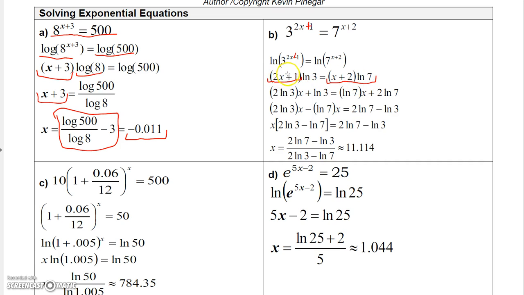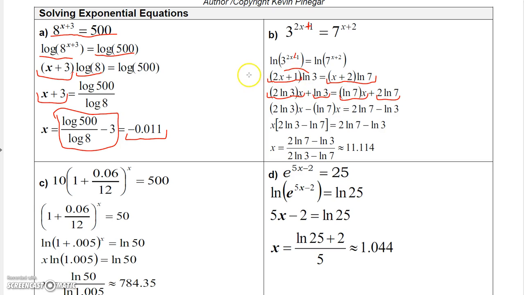Okay, now what I've got to do here is I need to distribute the natural log of 3 through these two terms. Well, natural log of 3 times 2x is 2x times natural log of 3, but I'd prefer to write it with the x at the far right. So I'm going to write 2 times the natural log of 3 times x. And then 1 times the natural log of 3 is just natural log of 3. And then here I'm going to say x times the natural log of 7 is just natural log of 7 times x. And then 2 times the natural log of 7 is 2 natural log of 7.